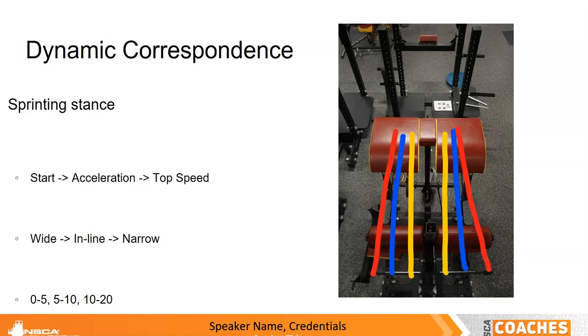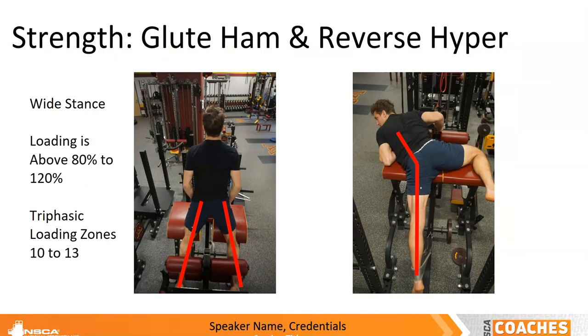I also have a three-way foot position method that needs to be addressed, which I'll make future videos about soon. But so you can see in the glute ham and reverse hyper. So with the glute ham, this athlete has a wide stance. You can see how the model is, and I like a wider glute ham with a wide plate on it, and it's for this reason.